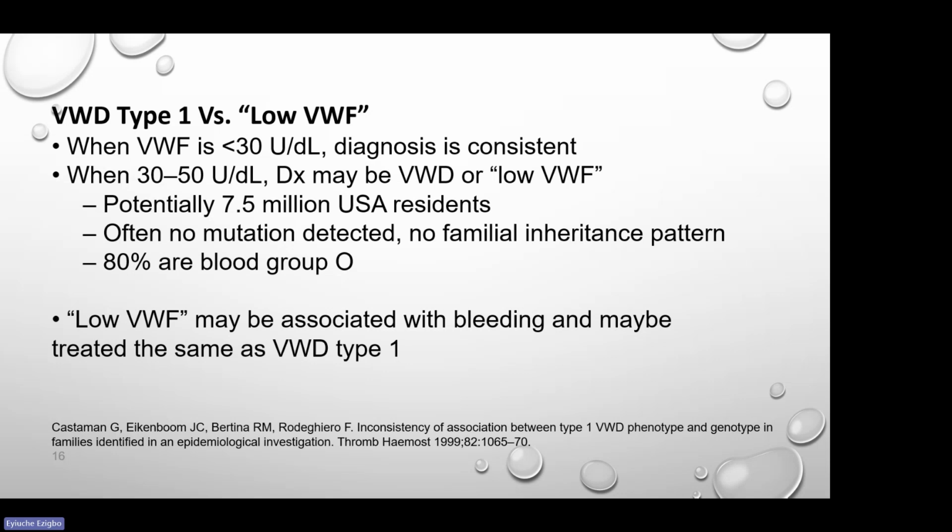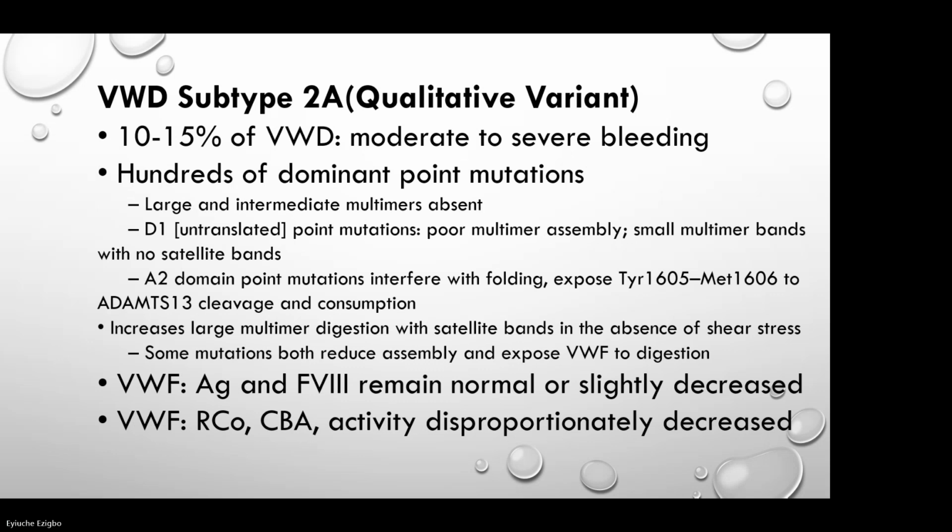Potentially 7.5 million US residents have type 1 von Willebrand disease. Often no mutation can be detected, there is no family history pattern, and the majority of people with von Willebrand disease type 1 are of blood group O.